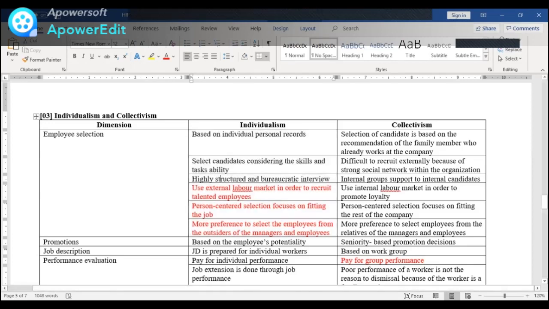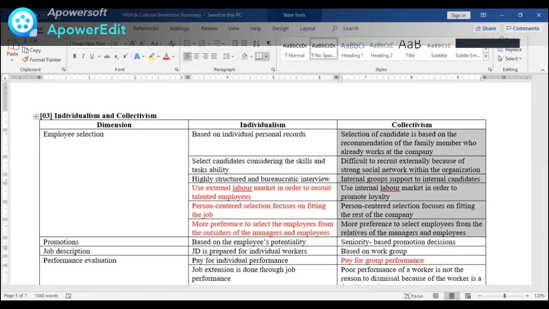Here, the important thing is highly structured and bureaucratic interview. Then these are the characteristics of employee selection under collectivistic culture. Selection of candidate is based on the recommendation of family member. Here family member means the employee. Then difficult to recruit externally because of strong social network within the organization. Third one, internal group support to internal candidates. Use internal labor market in order to promote loyalty. The loyalty is important.